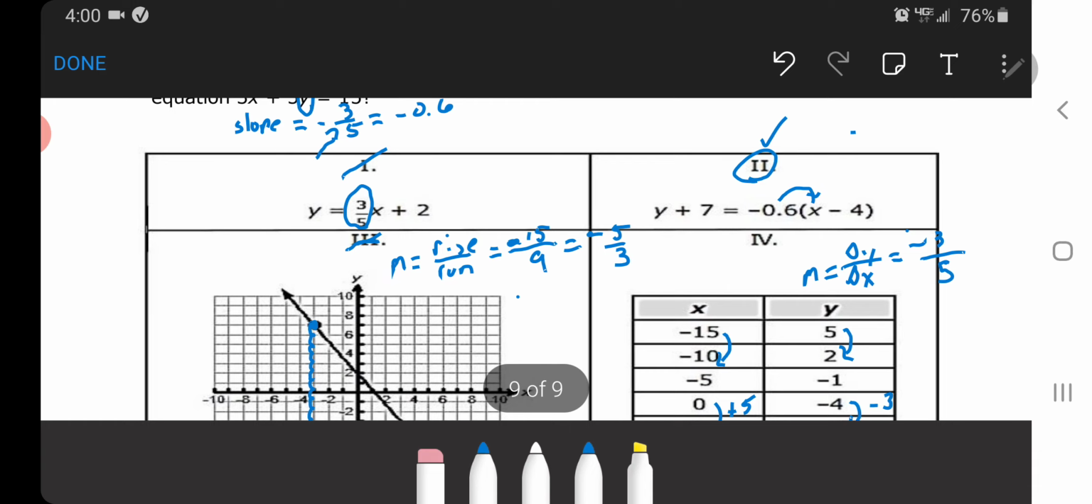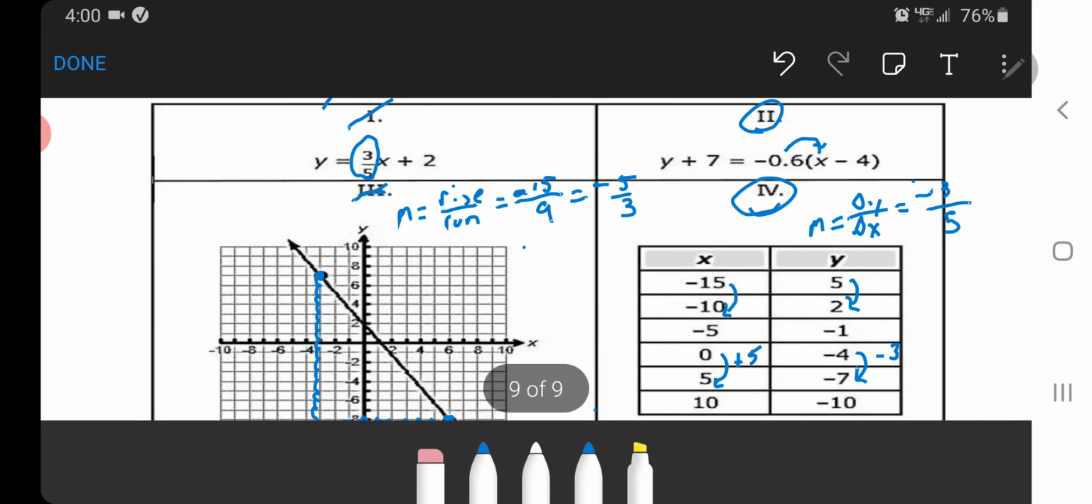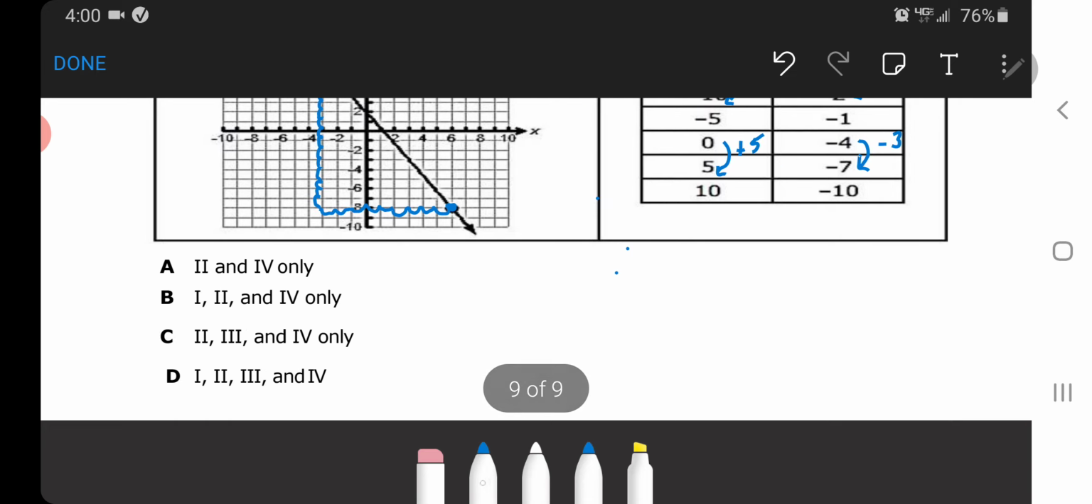So it looks like option 4 is a good one too. So 2 and 4 do represent the same rate of change. So 2 and 4, well, A would be the correct answer choice.